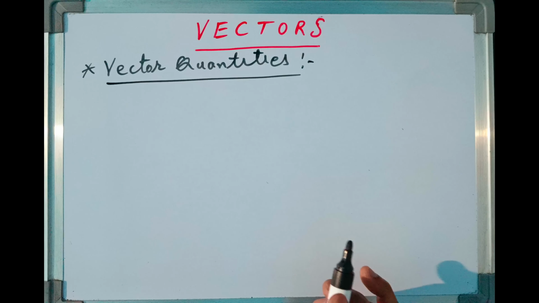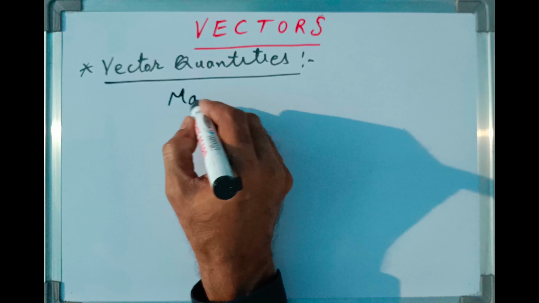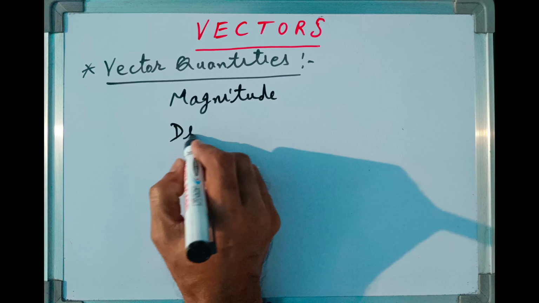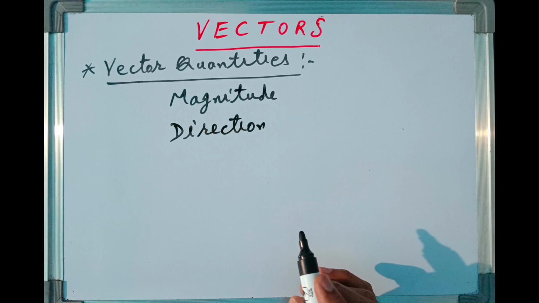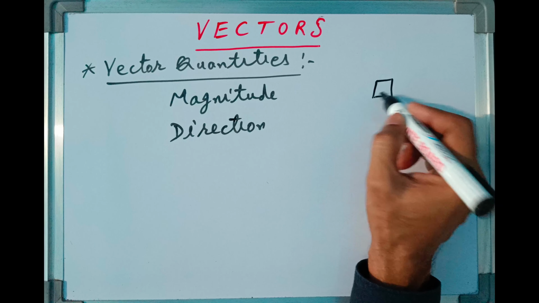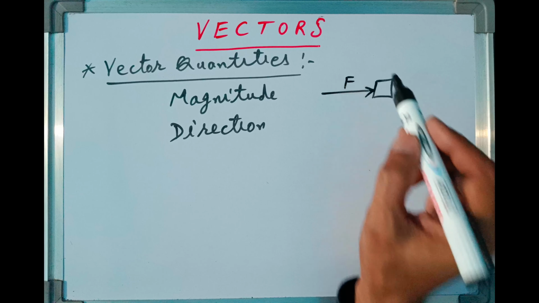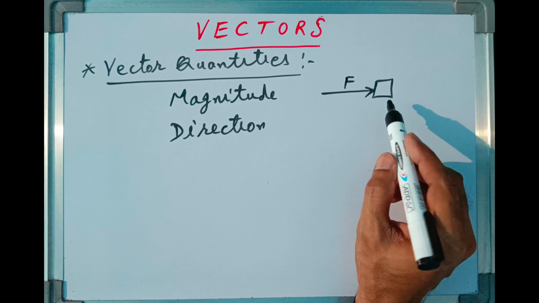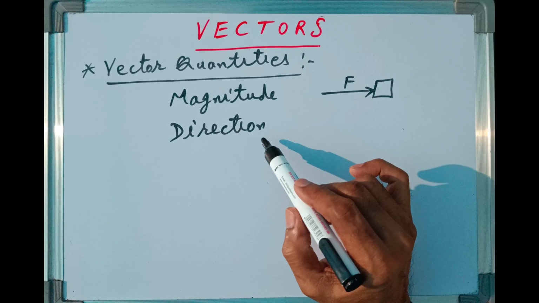Vector quantities are those which have magnitude as well as direction for their complete explanation. For example, suppose we have a body, we apply some force on it, force of some magnitude. The body will move in accordance with magnitude of force and also in accordance with direction of force.